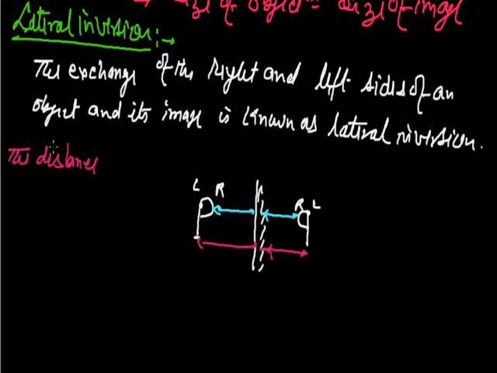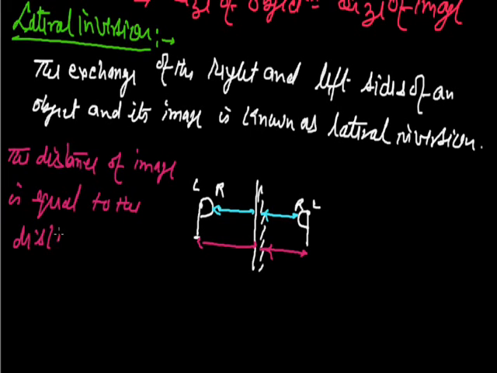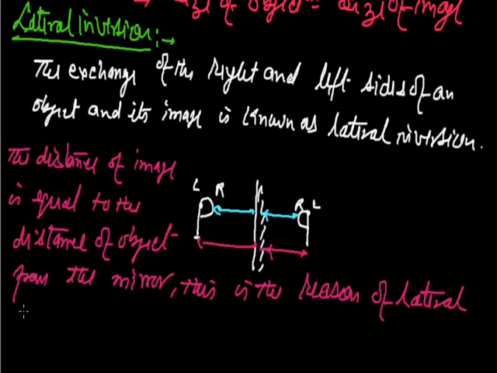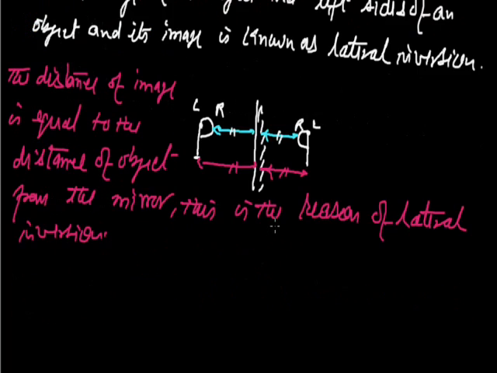The distance of the image is equal to the distance of the object from the mirror. This is the region of lateral inversion. Here this distance and this distance are the same. Also this distance and this distance are the same. This is the region of lateral inversion.